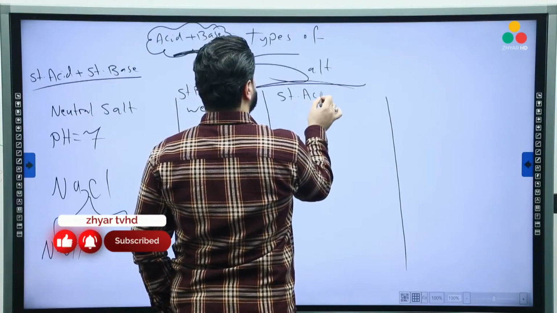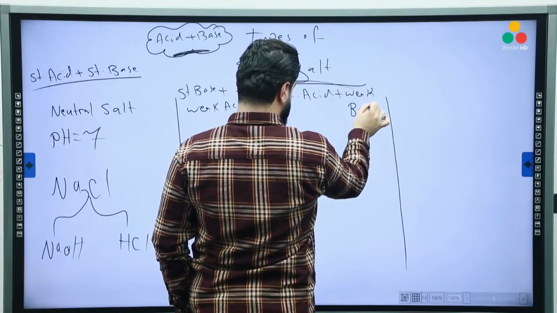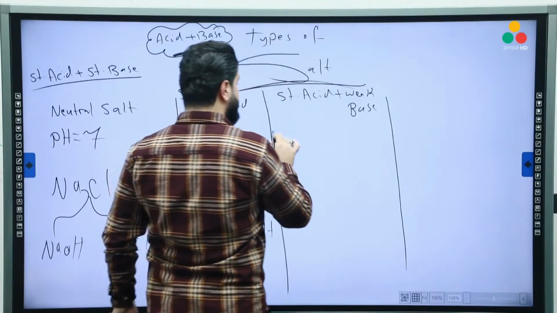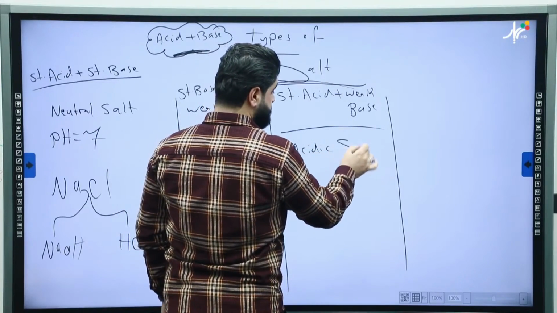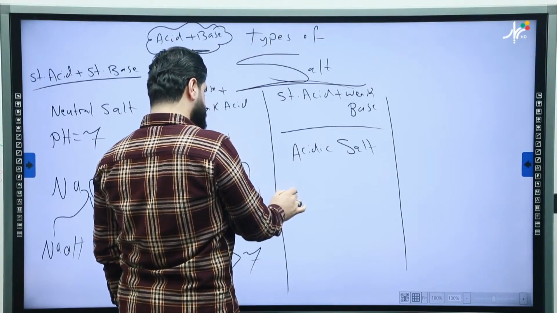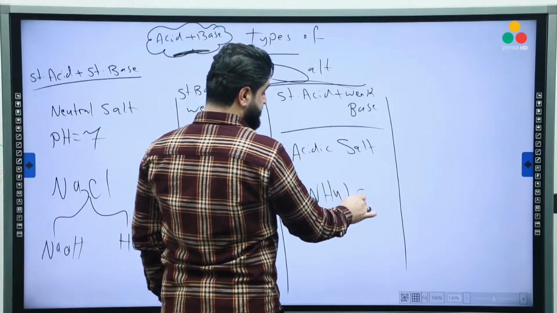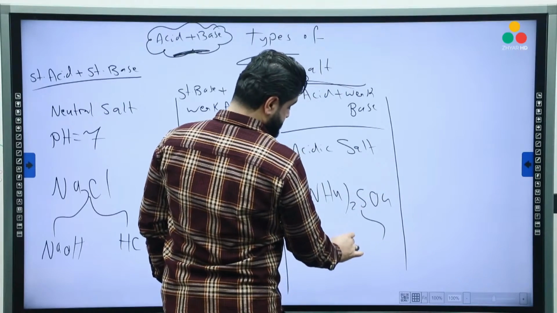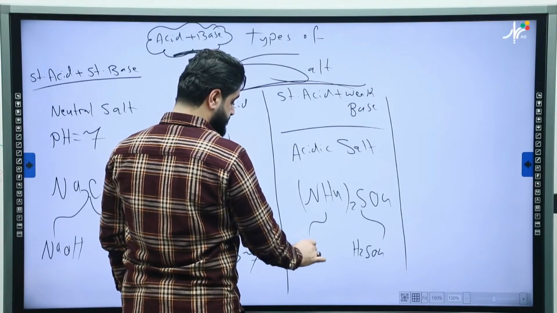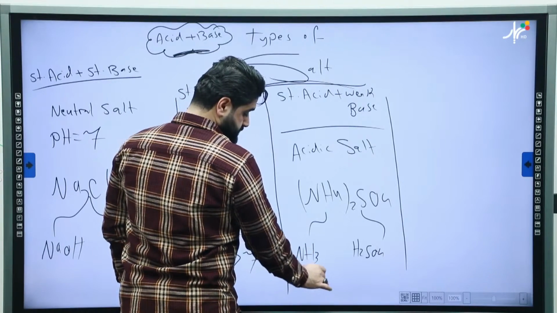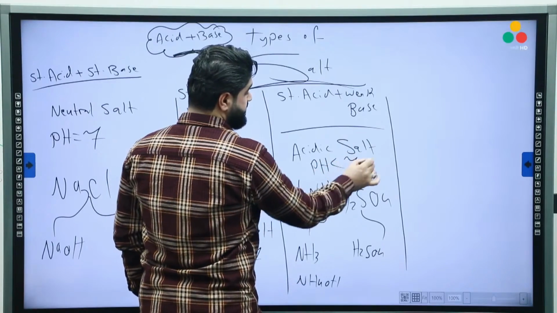strong acid plus weak base. This time the acid is strong, so the salt will be acidic salt, such as NH4 by 2SO4. Okay, it came from the reaction between H2SO4 and NH3 or NH4OH. No problem. Because of its acid, so pH must be smaller than 7.